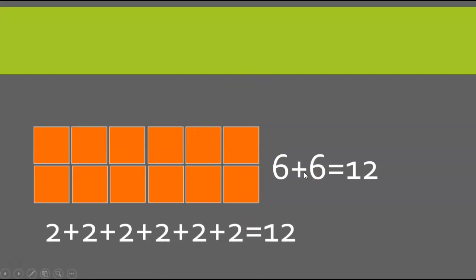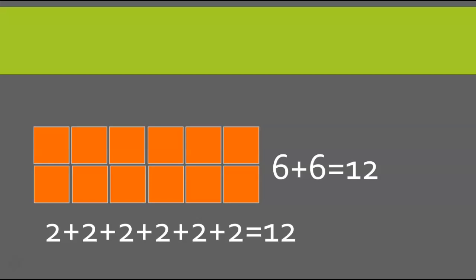So the first option you could have done is something like this. You could have had 2 rows of 6. So your repeated addition would have been 6 plus 6 equals 12. You could have also done by columns. And you could have been 2 plus 2 plus 2 plus 2 plus 2 plus 2 equals 12.